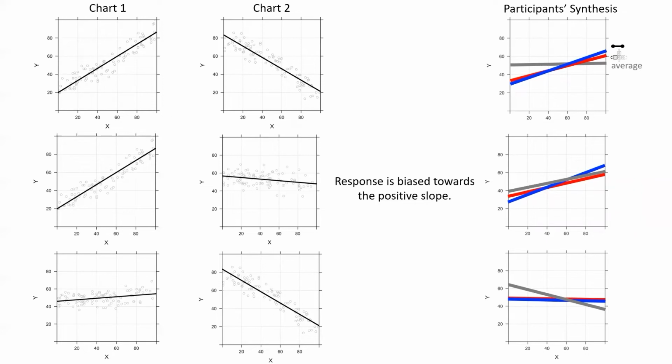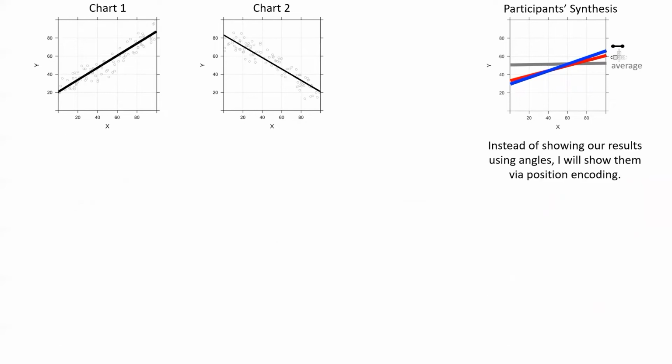It might be a little hard to see the bias towards the positive slope, since we know from the perception literature that angles are not the most accurate encoding channel. So let's visualize the result in a different way. Instead of showing our results using angles, I will show them via position encoding. I'll use the top one as an example.